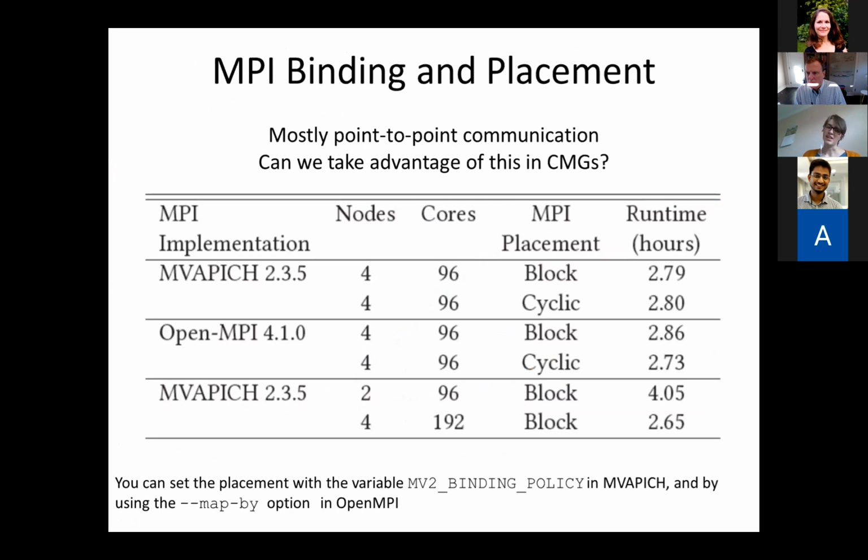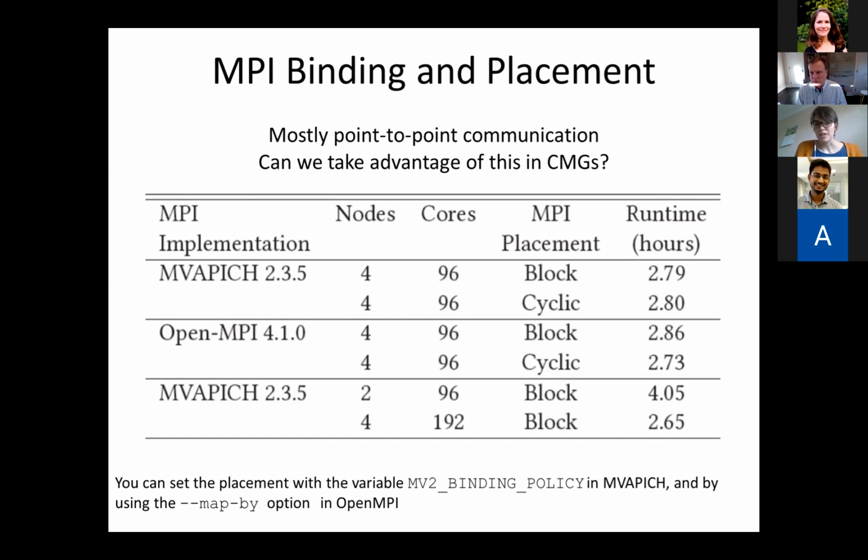Something else that we tried, and this is why I was very interested in what Gerard was saying before, is that we had Ben check if MPI placement affected the runtime of our Supernova simulation. So A64FX is a NUMA node, and Flash uses mostly point-to-point communication. So we wanted to see, can we take advantage of this in the core memory groups on the A64FX? So instead of running our problem using all 192 cores on 4 nodes, he ran it on half that number and tried placing the processing elements in block or cyclic placement. So fully filling 2 core memory groups or half filling all of the core memory groups.